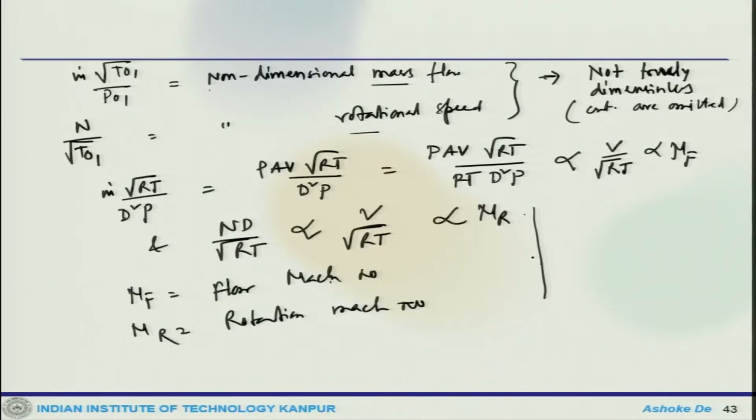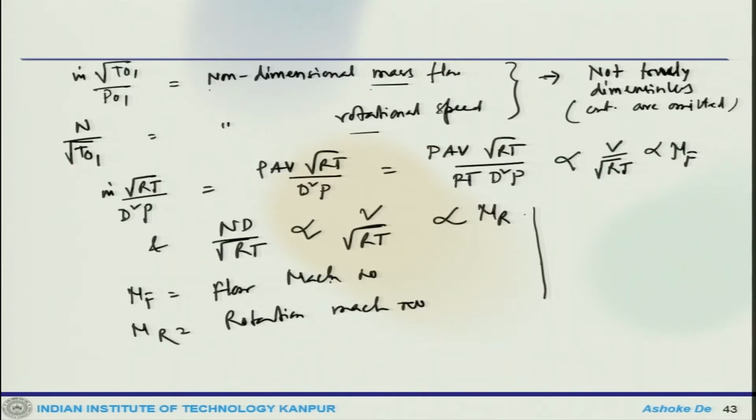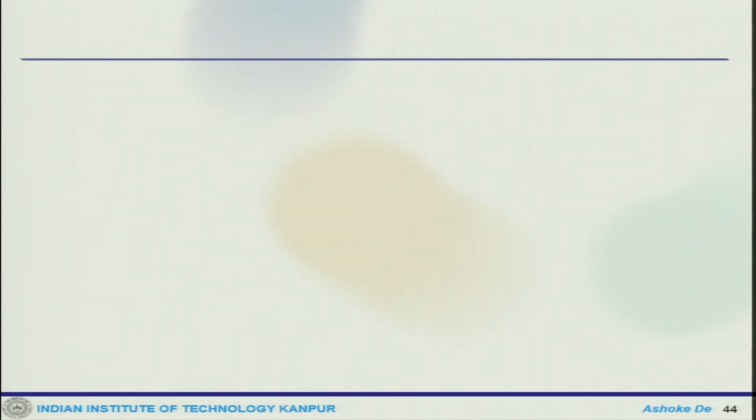Okay. So, we are in the middle of the discussion of the compressor characteristics, and this is what we have been doing. We obtained these two non-dimensional groups, four groups of non-dimensional parameters in total, and then we have this non-dimensional mass flow rate and rotational speed, and from there we have obtained these two: the flow Mach number and the rotational Mach number.